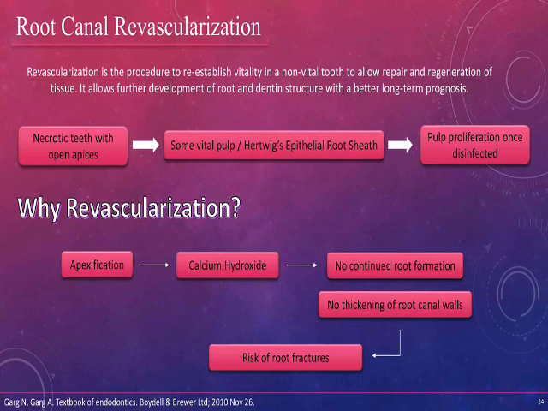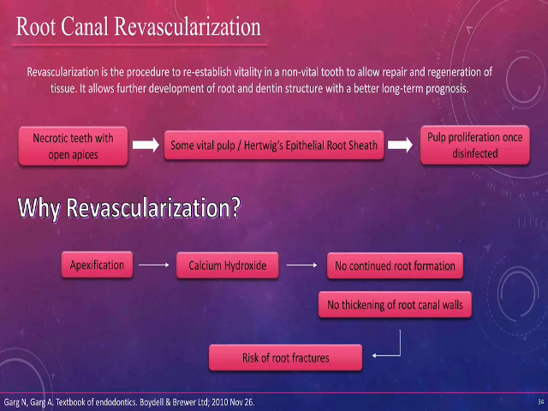Coming to root canal revascularization, in an immature necrotic tooth with non-necrotic tissues, it helps in the formation of the root and also restores the pulp-dentin complex. It is to maintain the vitality of the tooth. Necrotic teeth with open apices are the ones where revascularization can be done. Some vital pulp should be present, with epithelial root sheath, and pulp proliferation can occur once the canal is disinfected.